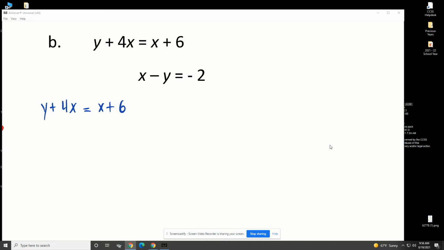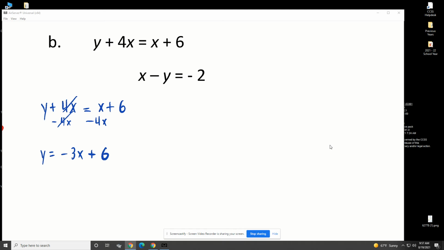How do I get y alone? We subtract 4x, right? We subtract 4x from x because we moved it past equal. So y will equal, what is x minus 4x? What kind of 3? So negative 3x plus 6. Now is y alone on that one? Yes. Okay, that one's done. I can move to the other one.